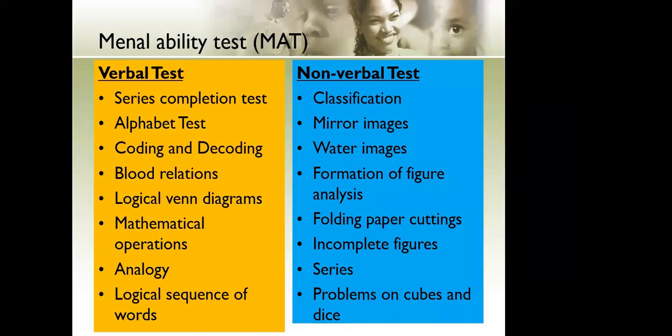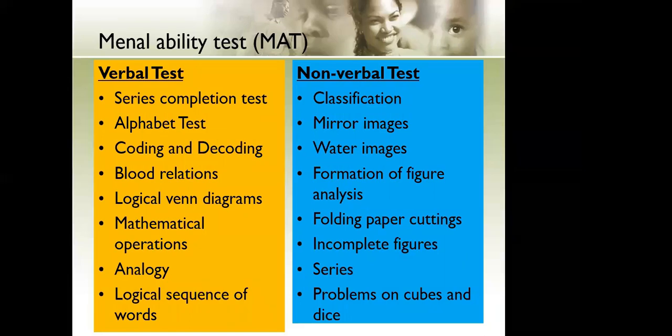So in the mental ability test, you have two categories. One is a verbal test, another one is a non-verbal test. In this verbal test, you have the series completion test, based on numbers, letters, words. These three categories you have. The second one is the alphabet test. Some letters will be given in a different kind of series, a different kind of pattern. You are going to identify the pattern and answer the missing one, or which comes next.